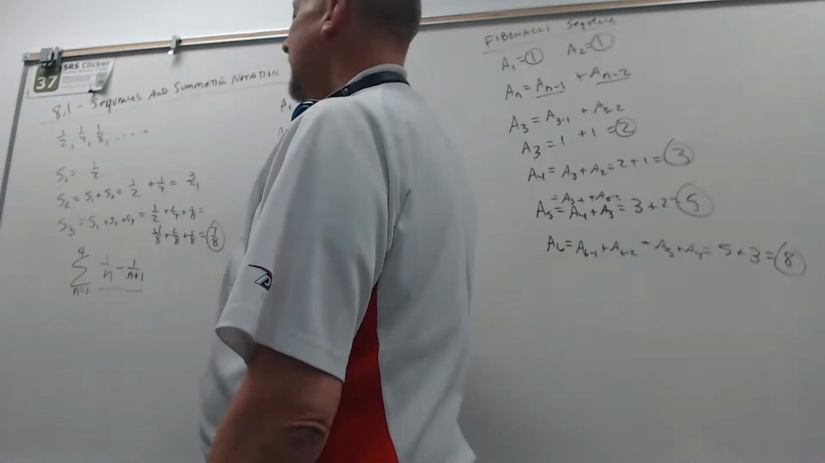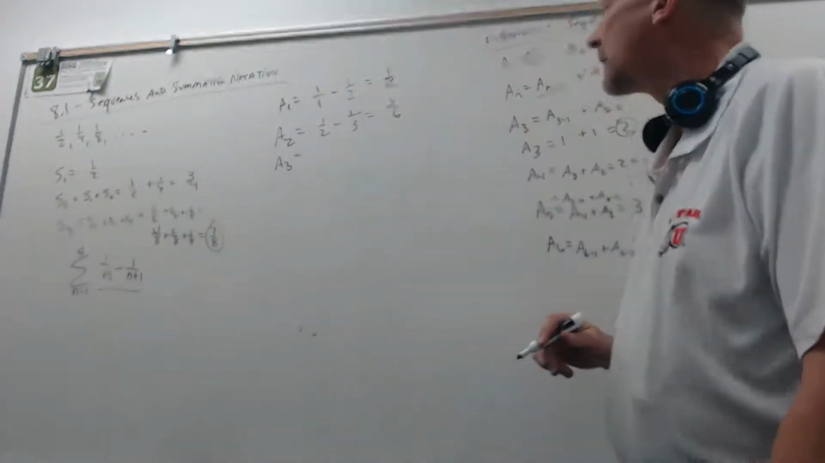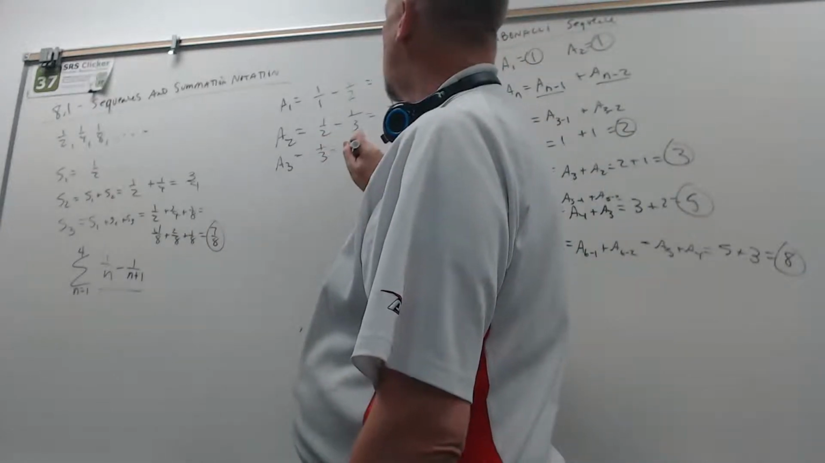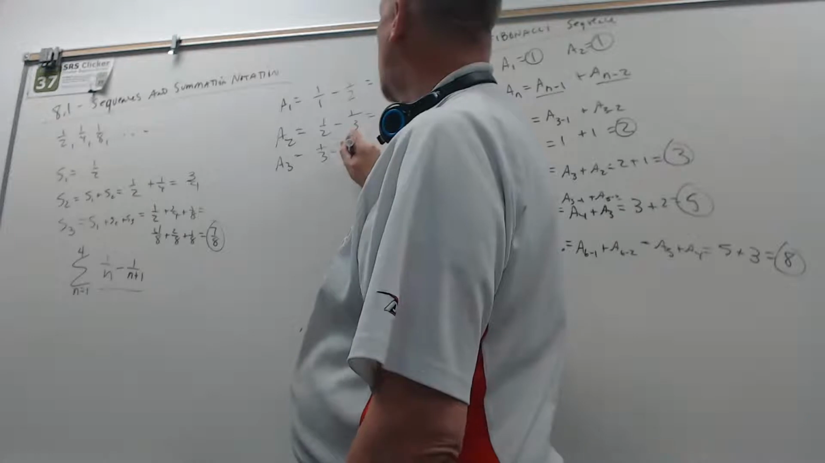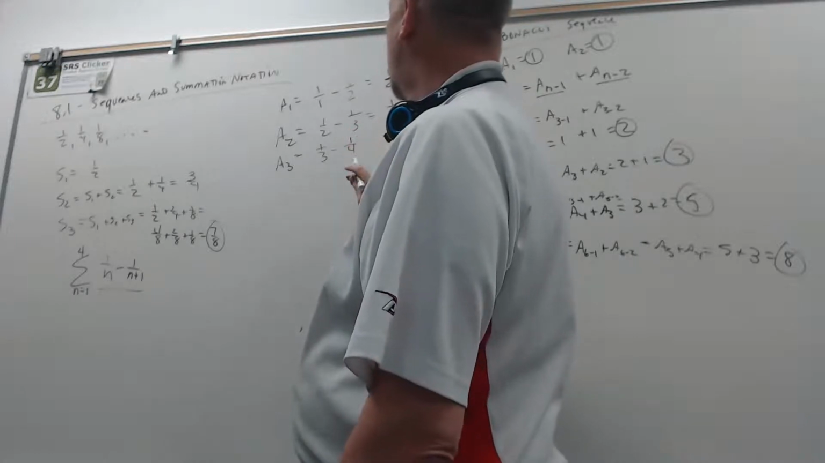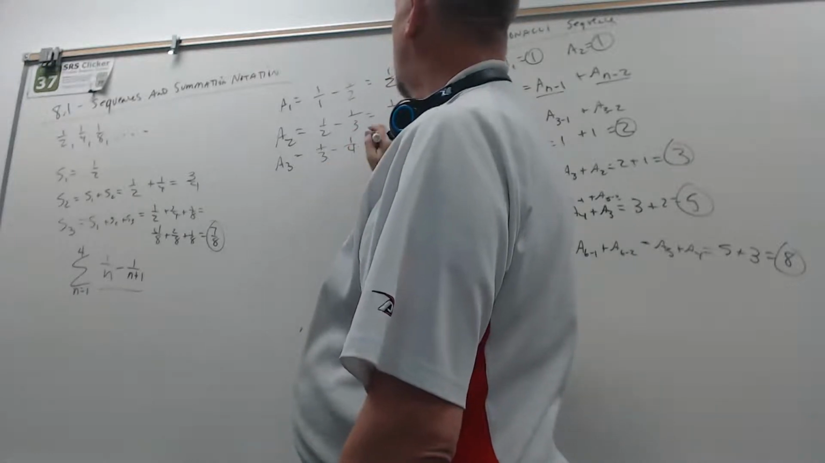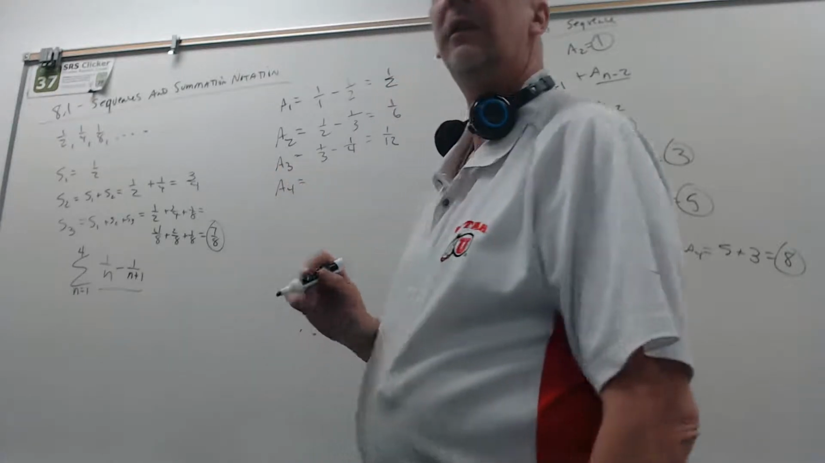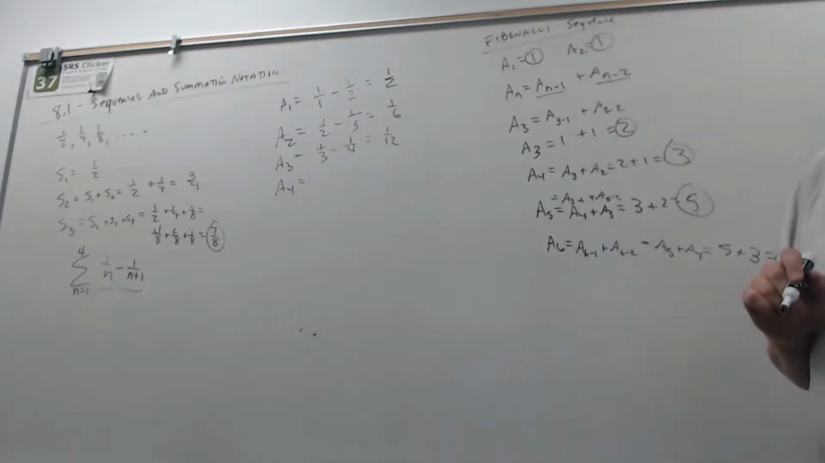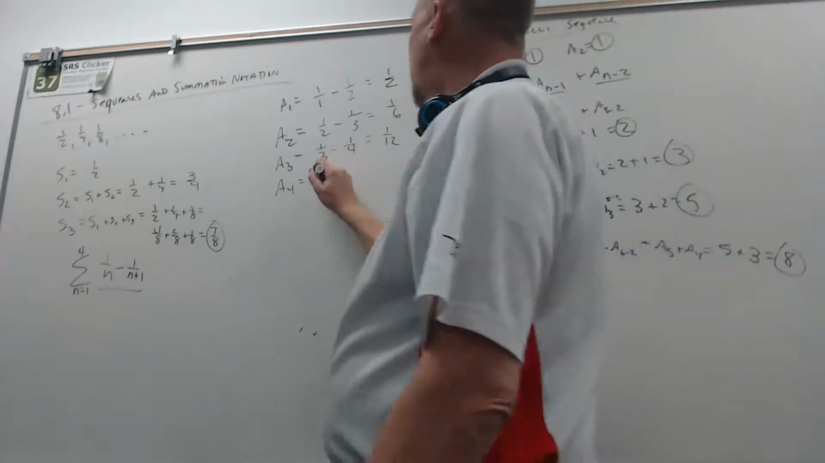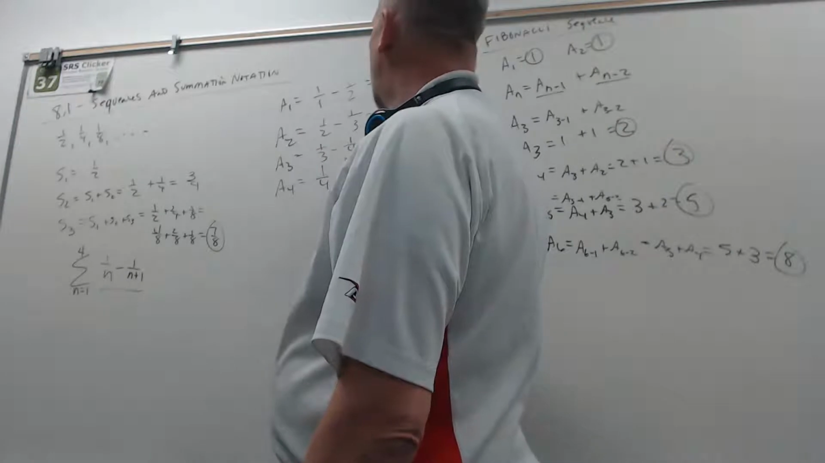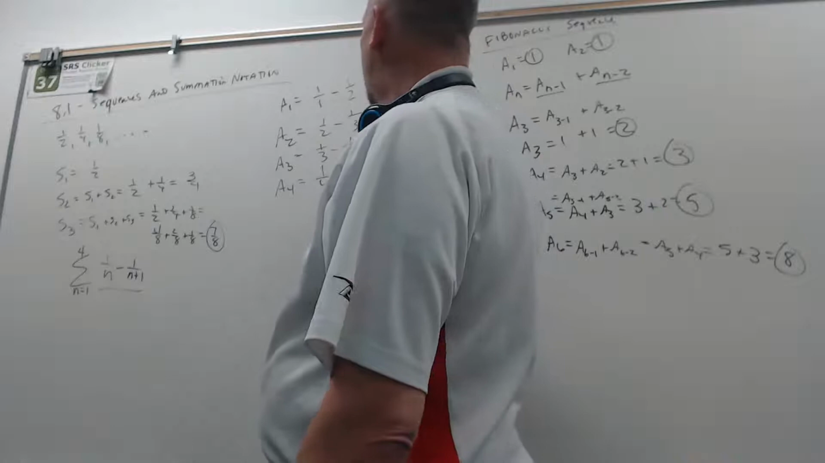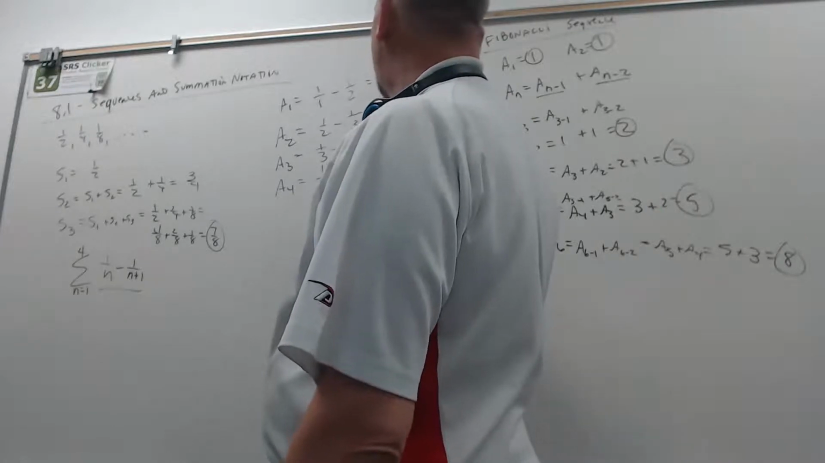A sub 3 in this case would be what, Sam? 1 over 3 minus 1 over 4, which is 4 minus 3, so it's 1/12. A sub 4 would equal what, Christian? 1 over 4 minus 1/5. So that would be 5 minus 4, which would be 1/20th, right?